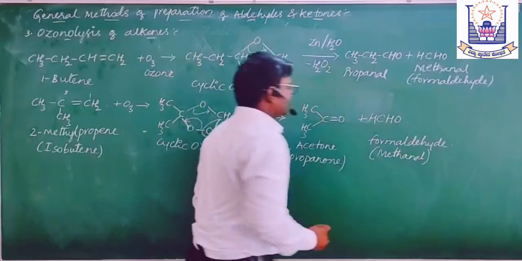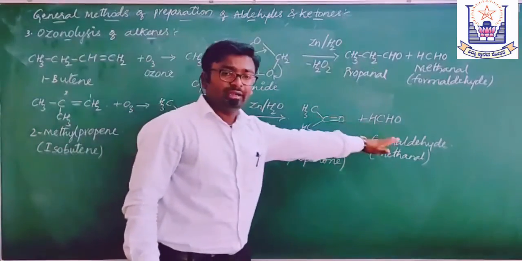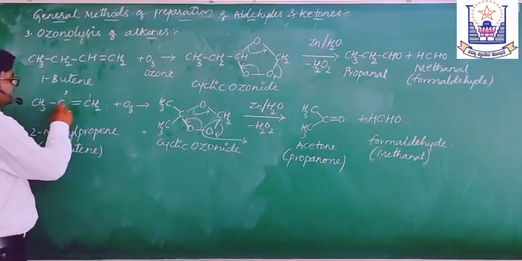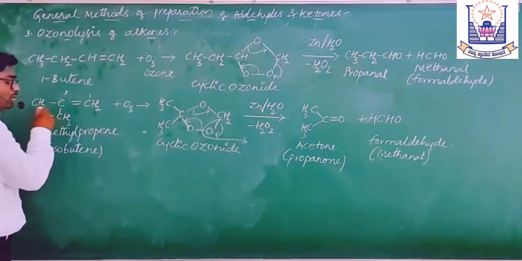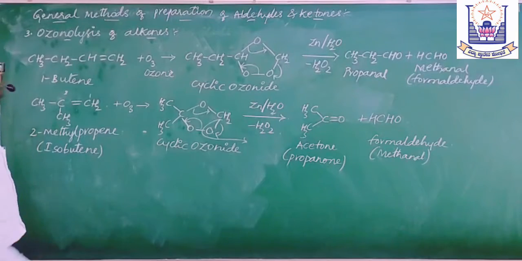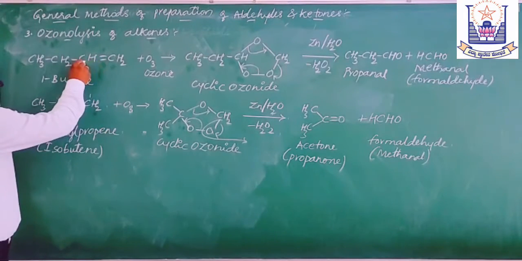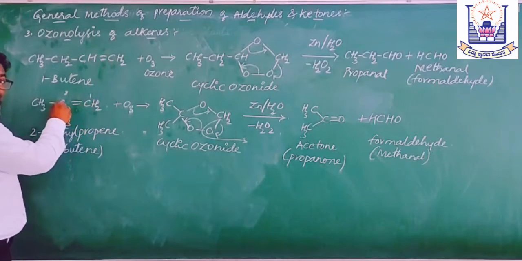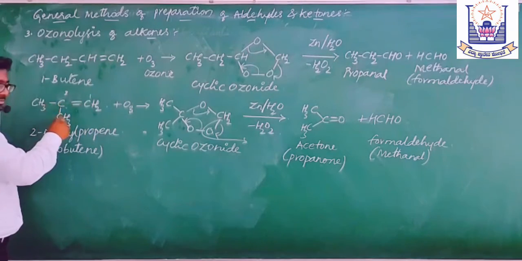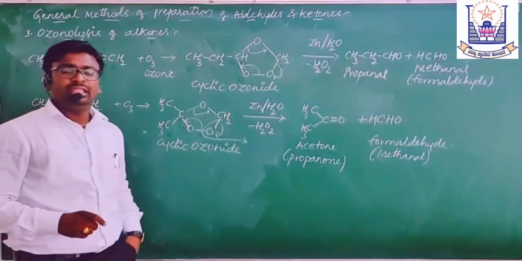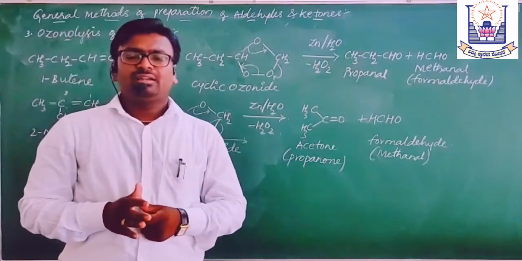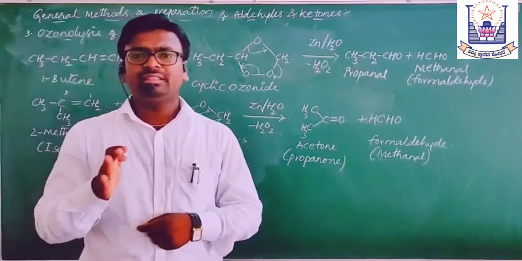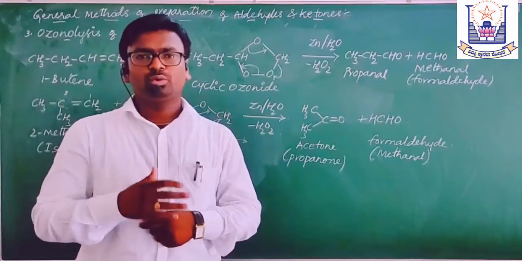In this case, you are getting a ketone and an aldehyde. So to get a ketone, the unsaturated carbon must have two carbon atoms linked. In this case, the unsaturated carbon is this, having only one carbon atom linked. Here also, here also. Here what happens? Two carbon atoms are there. Therefore, it is giving a ketone. The products are easy to predict. Okay, we can easily predict the products upon ozonolysis.